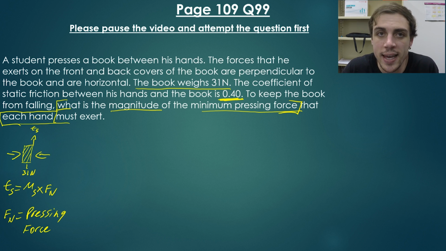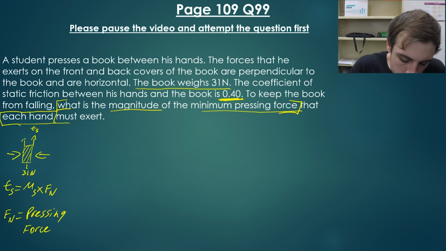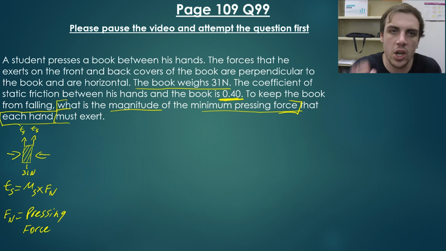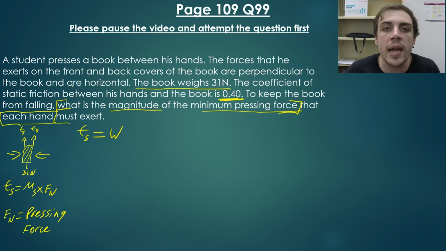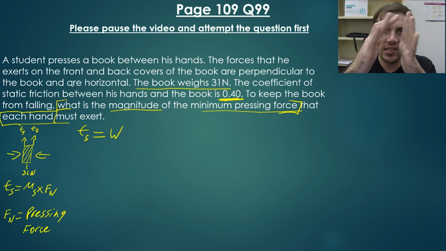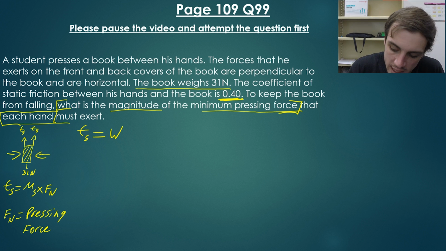But the key thing here is, where are we seeing friction? We are seeing friction on both of our hands, because we can't just hold it up with one hand, we need both hands. So it's the static friction from both hands that is holding up our book. So the total static force, the static force due to friction, is going to be equal to the weight of this book, because again, there is no net motion. We want it to remain still. We're not going to have it floating in the air or sliding down our hand. We want it to remain stationary. So we know the force here is going to equal the weight.